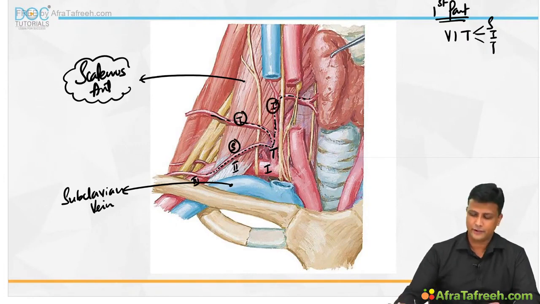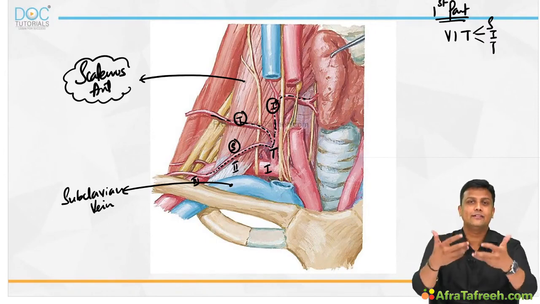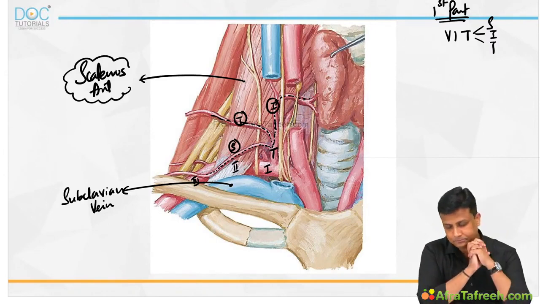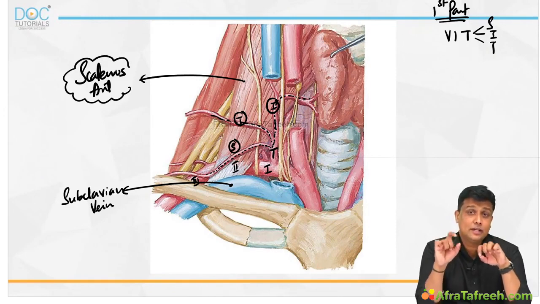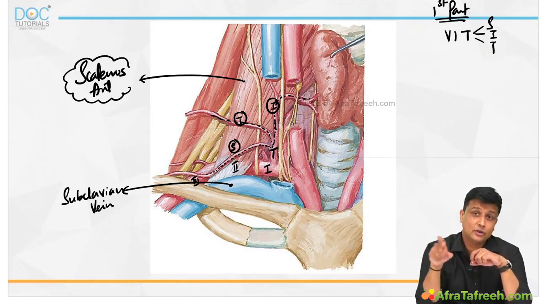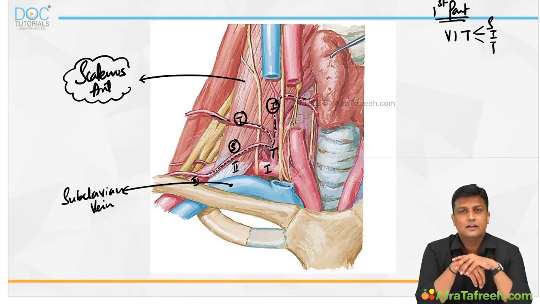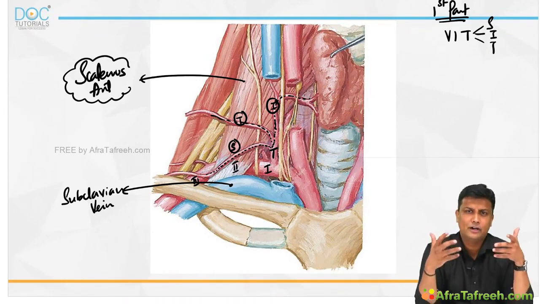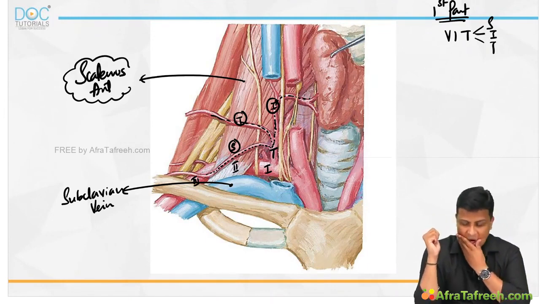So remember, all the three branches are anterior relation of scalenus anterior muscle. So I repeat again, even though the subclavian artery is going from behind, remember the three branches given, that is your SIT branches, are going from the front of the scalenus anterior muscle. Perfectly done.